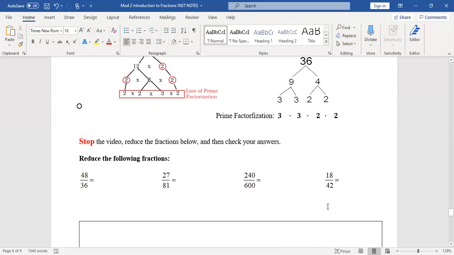I'd like for you to stop the video now and reduce the following fractions by any method of your choice that's given in this presentation.